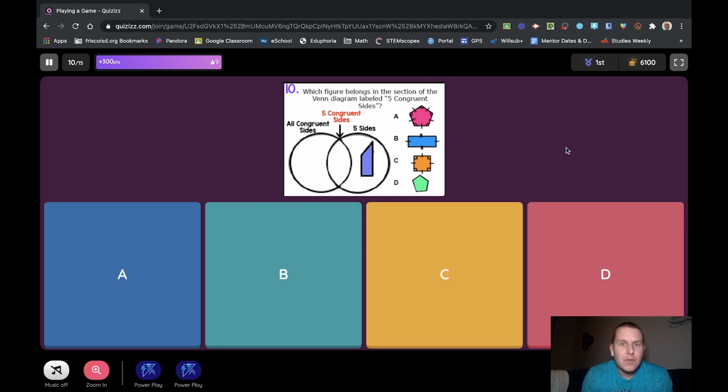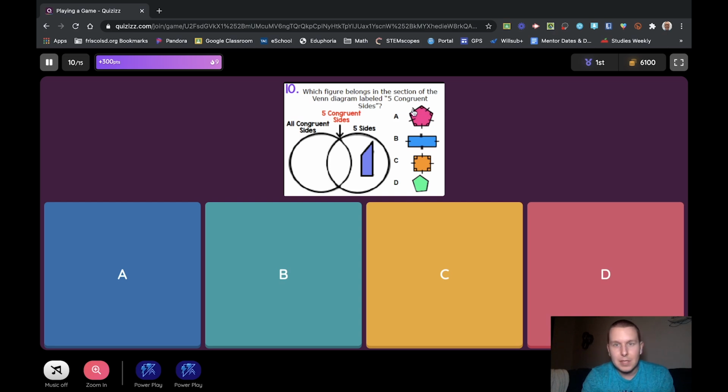Which figure belongs in the section of the Venn diagram labeled 5 congruent sides? We haven't talked too much about shapes that have more than 5 sides, but these are things that you guys have learned in 3rd and 4th grade, so you should be pretty good with this. On the Venn diagram here, this side is all congruent sides, so we'd have a little dash on every side. And this one says 5 sides. So it looks like in the middle, all sides have to be congruent, and it has to have 5 sides. So let's take a look at A.